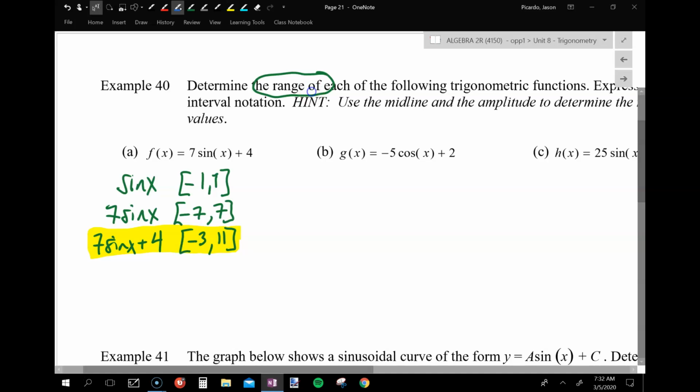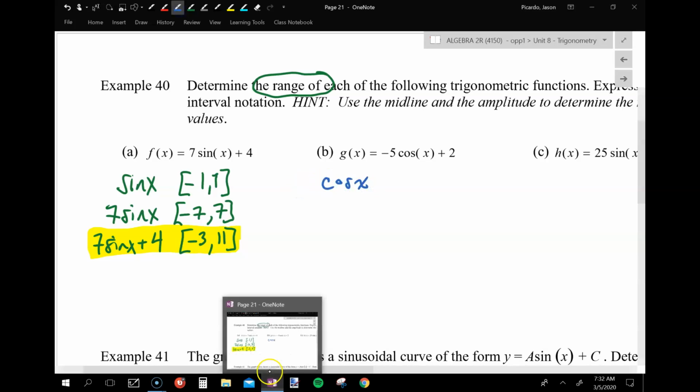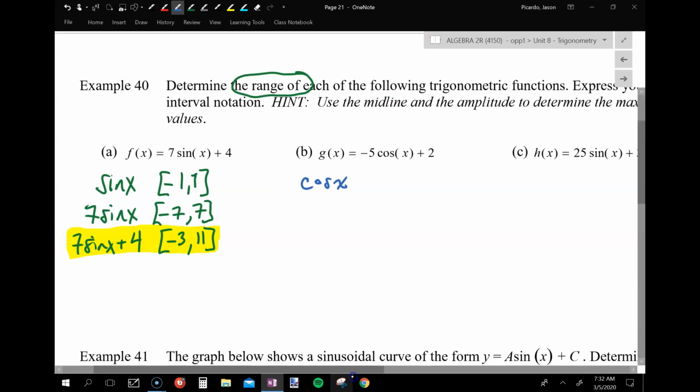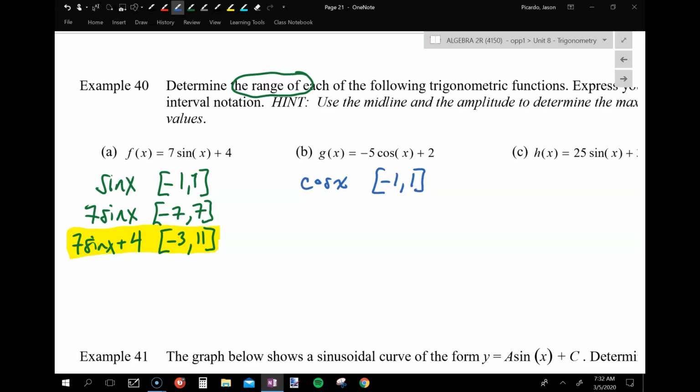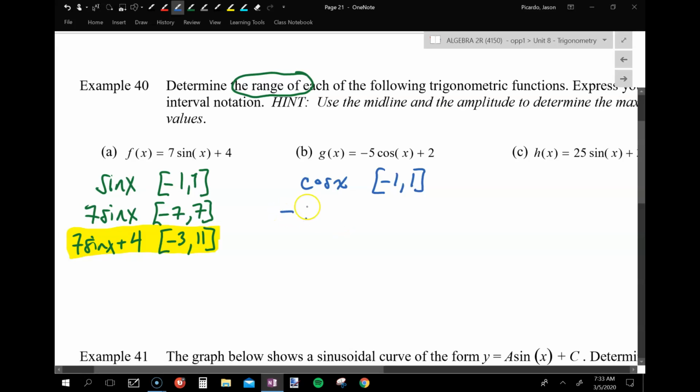All right, this one. If I just had cosine of x, what would be the range? Lowest point would be -1. Highest point would be +1. Dylan, don't let this mess you up, okay? I put a -5 in front, right? Talk to me about what the negative sign does.